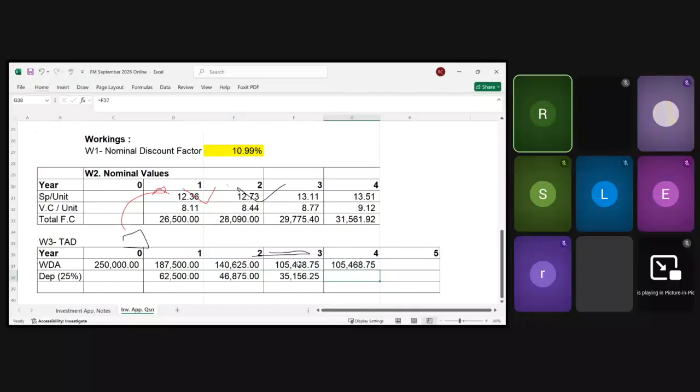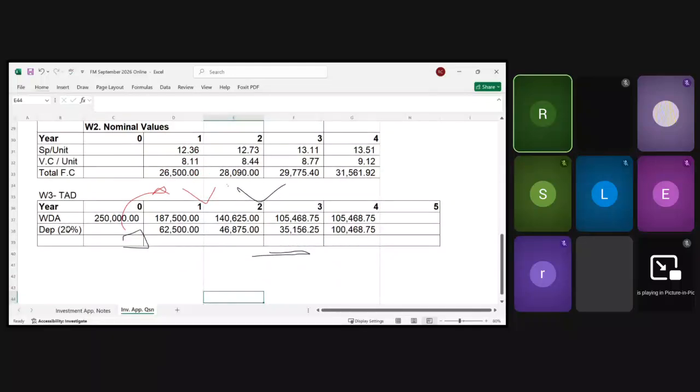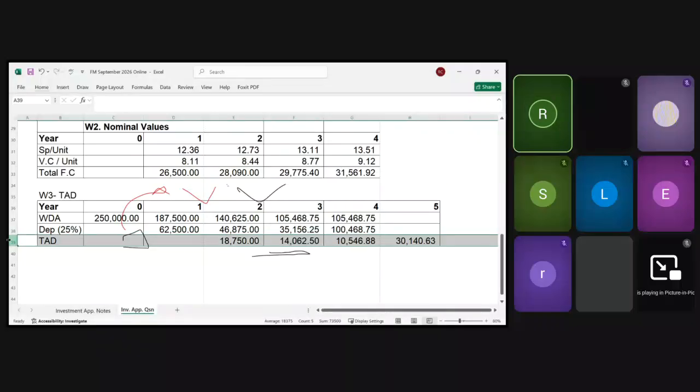For depreciation now, I'm going to have 105 minus scrap 5,000. Done. This is what I have in the final year, and I calculate my TAD. Tax in arrears 30% equals 30% times year 1 depreciation. I drag up to year 5. Right, this is my TAD done. Question on this one?